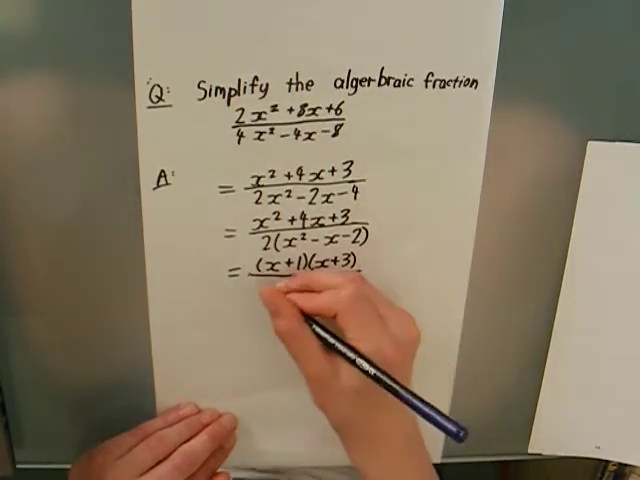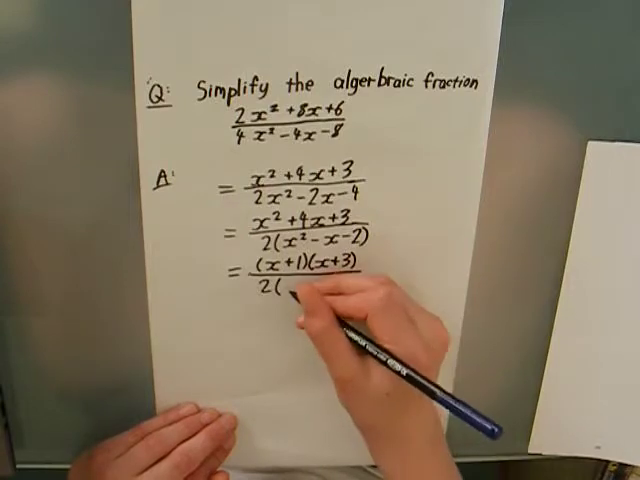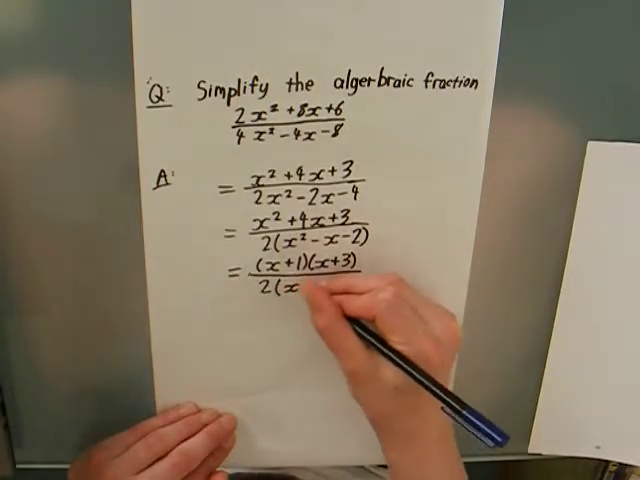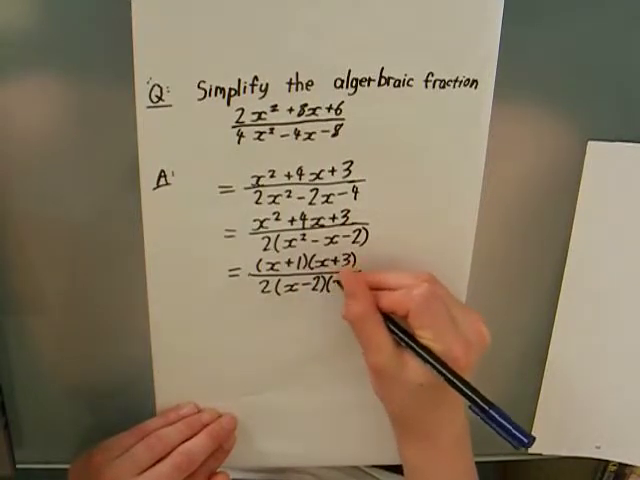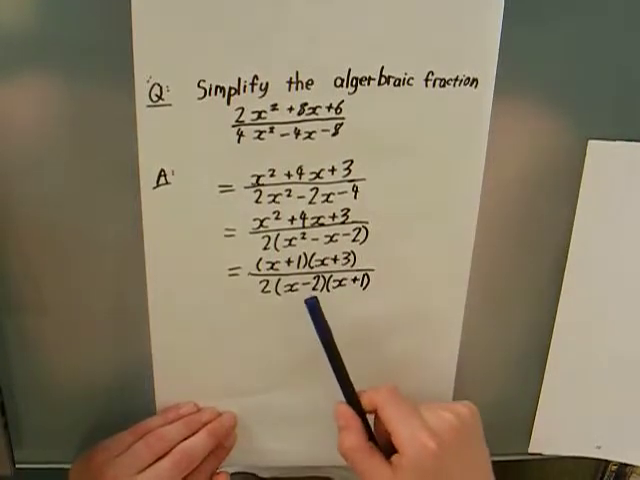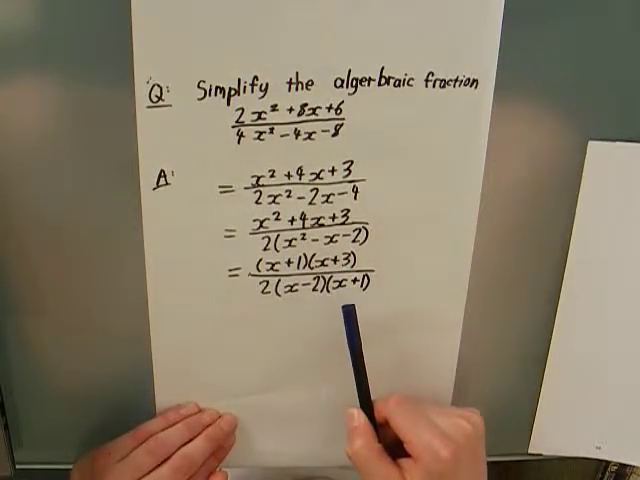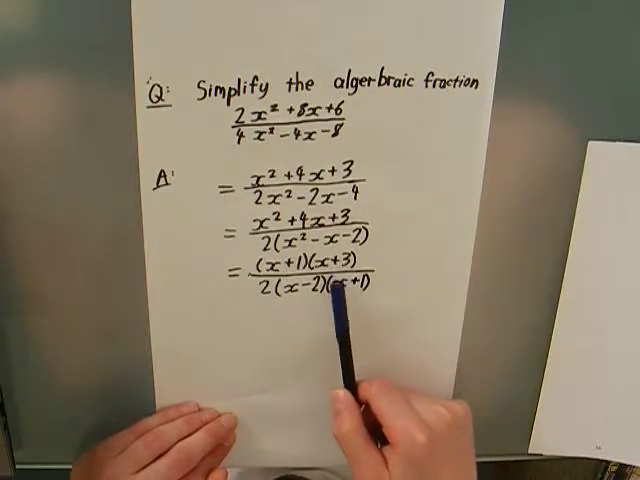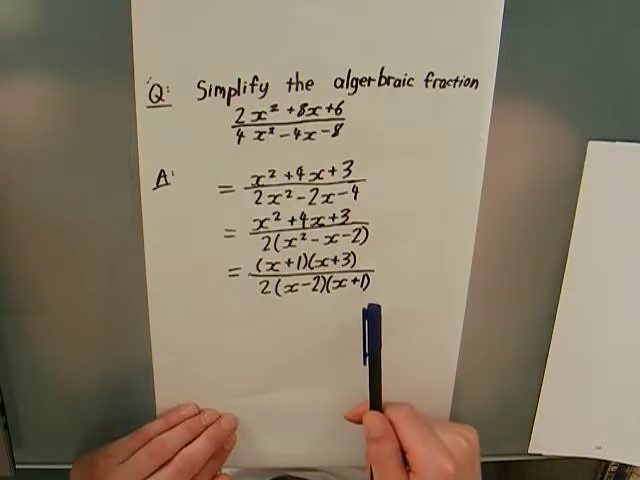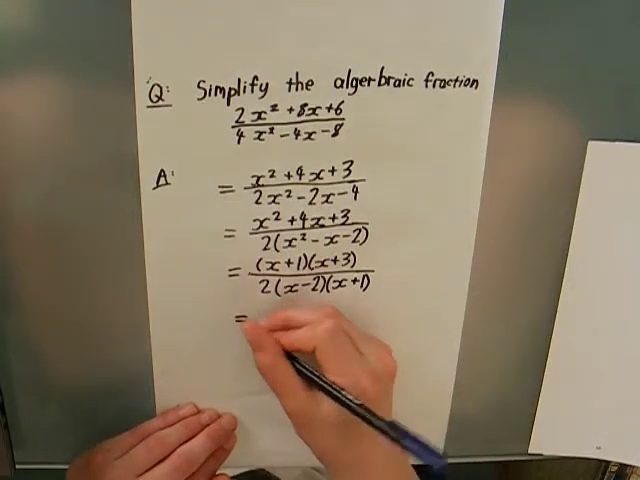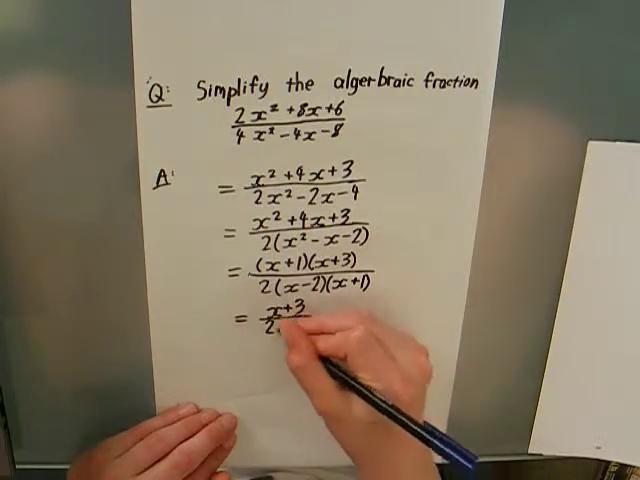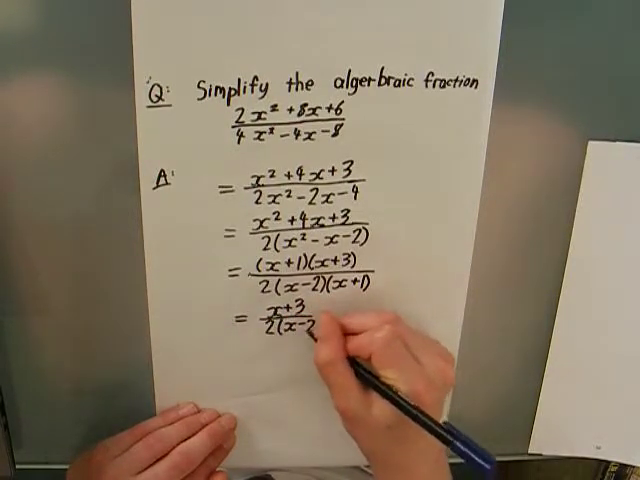over 2 times, let me just do this in my head, x minus 2 times x plus 1. Now again, this is a lot easier to look for common factors. That's the reason I factorised. So you can see that there's an x plus 1 in the numerator and the denominator. So dividing the numerator and denominator through by x plus 1, this gives x plus 3 over 2 times x minus 2.